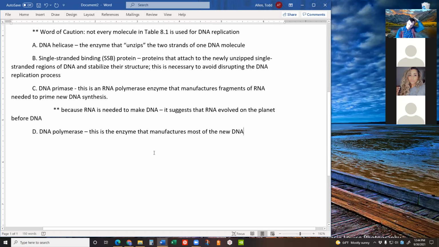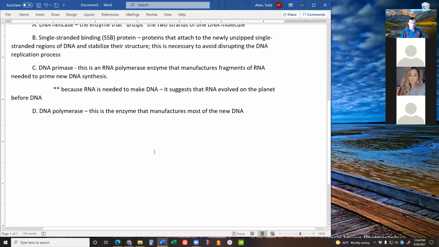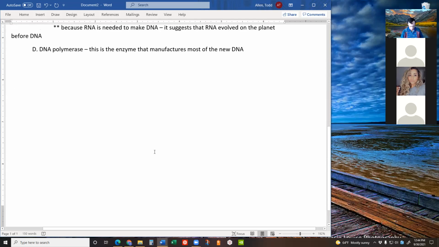Okay, what I would like to do is walk through a schematic. We're going to draw out a schematic of DNA replication and think about the steps that have to occur to copy a piece of DNA. All right, so that's where we're going to go. We're going to have a schematic of DNA replication.